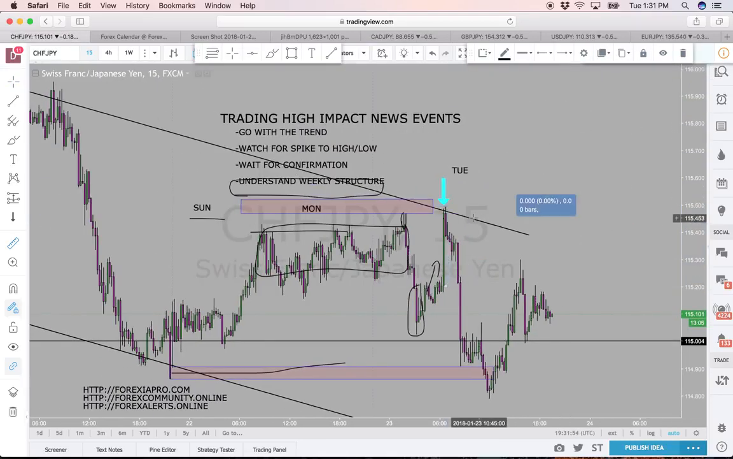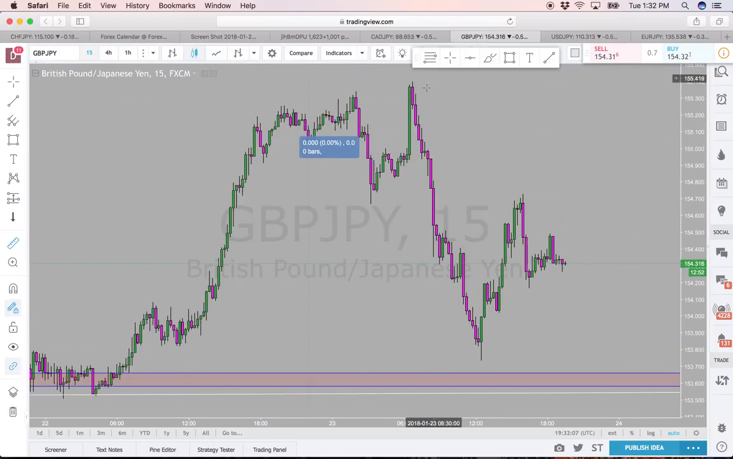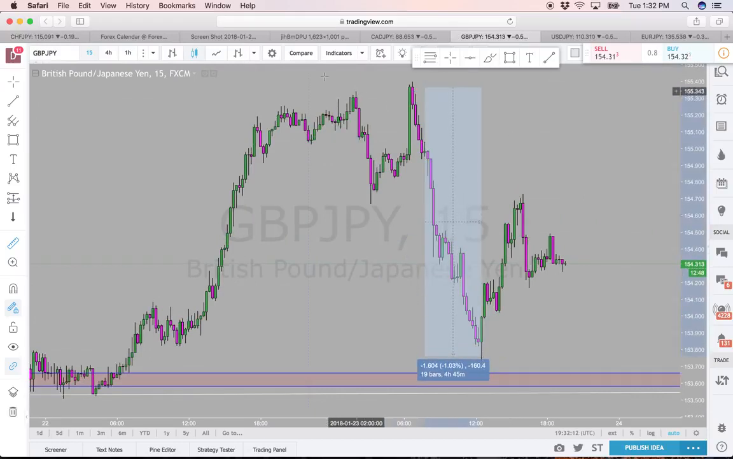And then we actually had about a 65 pip drop on CHF JPY, CAD JPY, GBP JPY dropped like 100 pips or so. Yeah, 160 pips, but based off of the same exact structure.